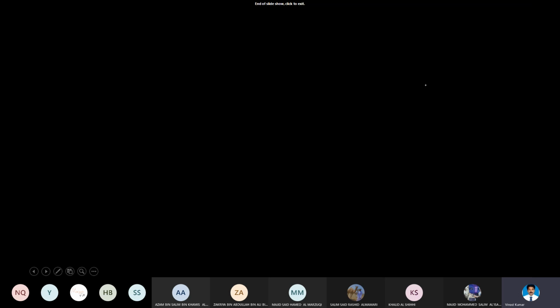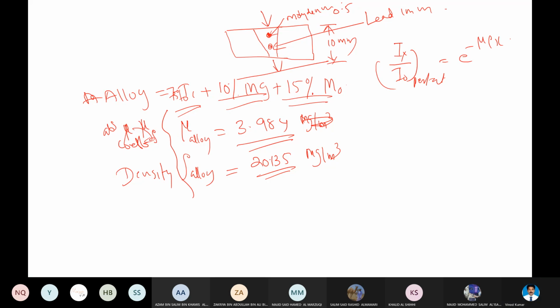Can you see it? Something happened suddenly. Okay. So here e raised to minus 3.984 times 20.135 times the thickness of the material, which is 10 times 10 to the power minus 3, which gives 0.4484. This is the second part of the question.